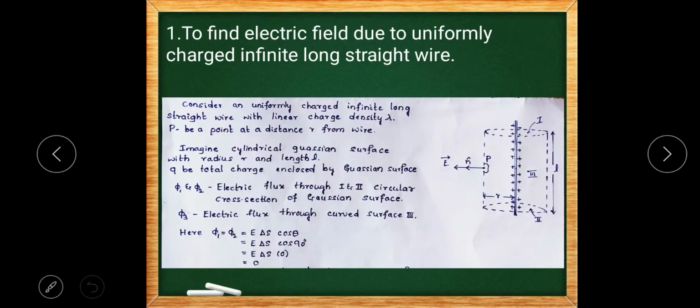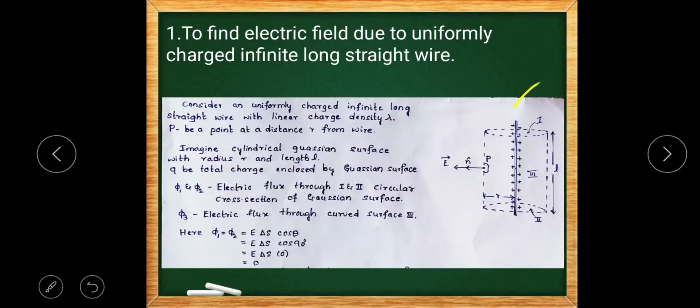First one, to find electric field due to uniformly charged infinite long straight wire. Okay. So for that, here consider a uniformly charged infinite long straight wire with linear charge density lambda. As mentioned earlier, linear charge density is denoted by lambda. Here we are considering the straight wire, so here the charge density is linear charge density lambda. Okay.